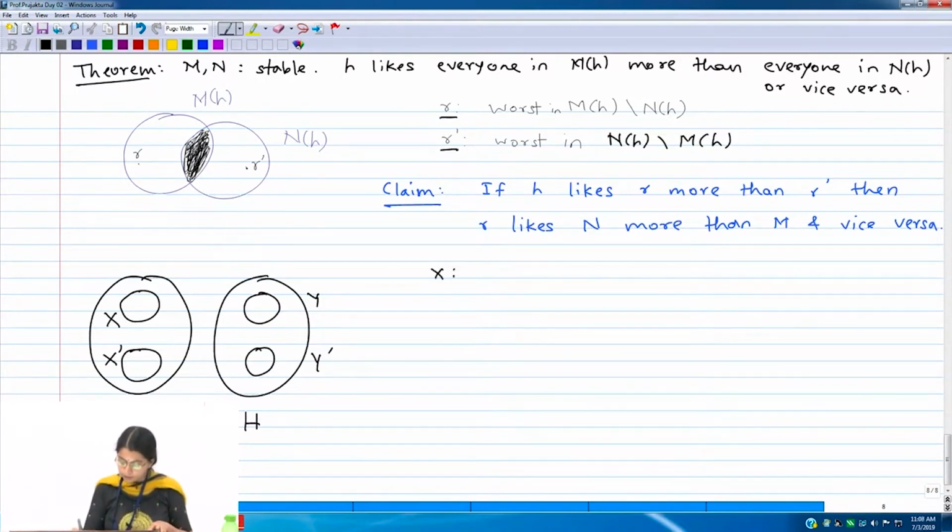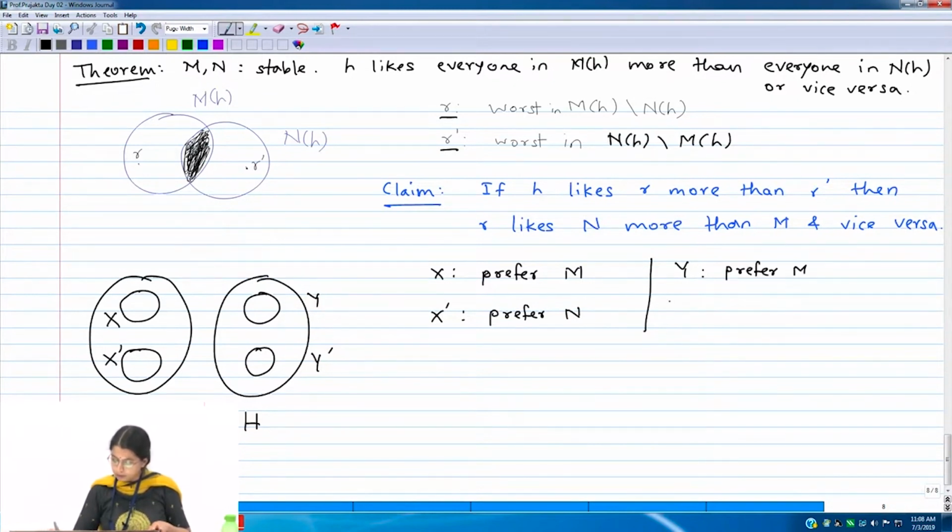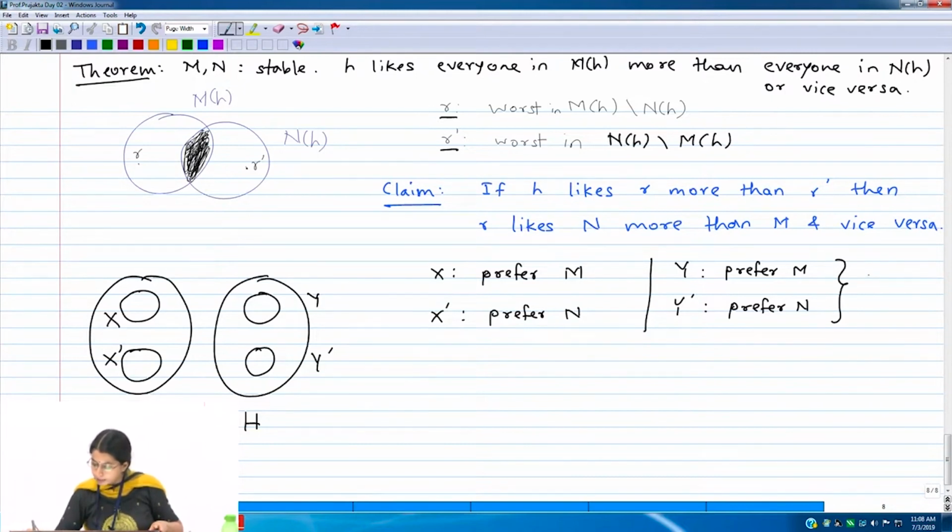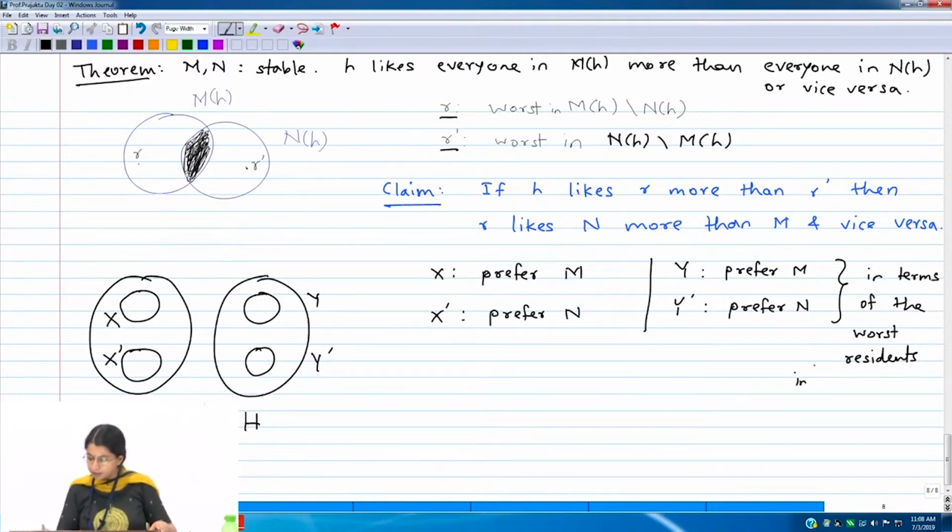So X is the set of residents who prefer M, X prime prefer N, Y prefer M, and the hospitals in Y prime prefer N, where this preference is in terms of the worst residents. And when I say worst, it is only after ignoring the common residents. So we can't say that the worst resident is same in both M and N. If it is common, we ignore that resident and look at the different residents which H gets in the two different matchings. Okay, so this is a clear comparison now.